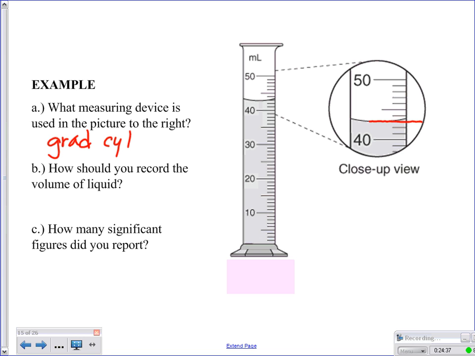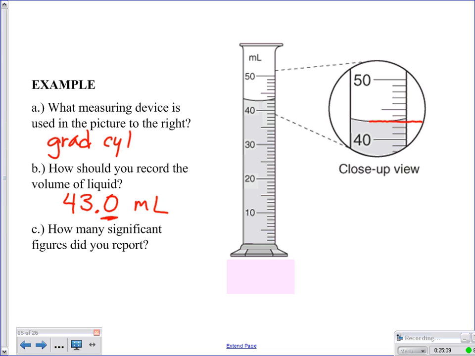So here, yeah, I can see it's 40, and then I count 3. But is that all I'm going to say? I know it's 40 something. In fact, I know it's 43. Those are known digits. Based on this piece of equipment, I can also estimate my last digit. And I see that it lands smack dab on that line, so I'm going to say 43.0 milliliters. So again, this is where people make their mistakes.